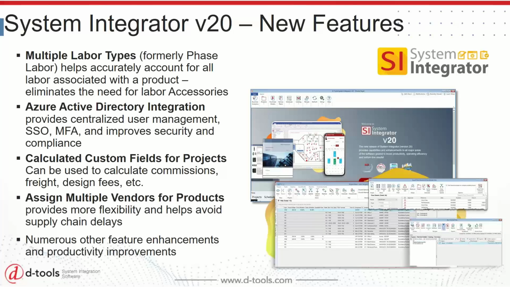This could eliminate the need to create labor items as accessories, and we'll get into that a little bit in more detail. But multiple labor types can help account for all of the labor required to effectively install, calibrate, program, or commission a specific product. This will give you more accurate estimation and helps with your job cost reporting. We're going to discuss more on this particular feature as we move forward. This is a major change to the application, and we'll get into that in a moment.